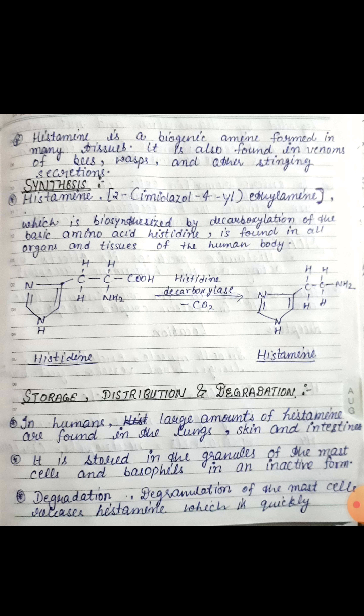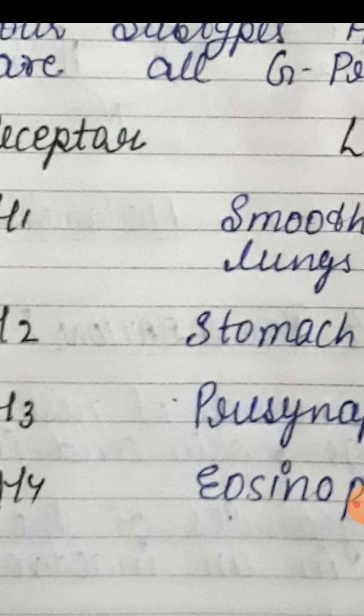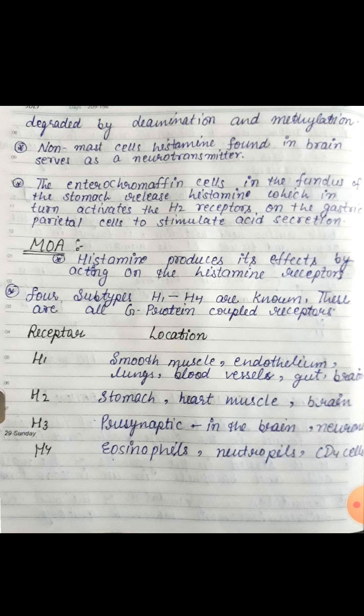Now come to the next point, that is storage, distribution and degradation. In the human body, large amounts of histamine are found in the lungs, skin and intestine. It is stored in the granules of mast cells and basophils in an inactive form. Actually, degranulation of the mast cells releases histamine, which is quickly degraded by deamination and methylation. Non-mast cell histamine found in the brain serves as a neurotransmitter.